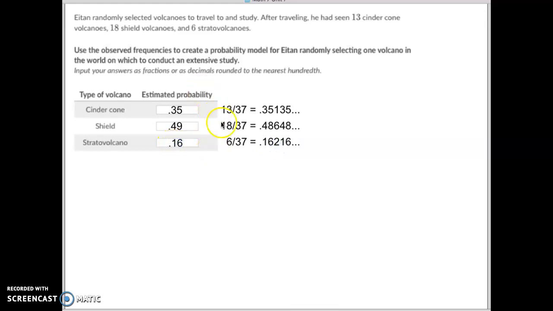Now, how do you know you did all your math right? Remember that 13 plus 18 plus 6 equals 37, and 37 divided by 37 would equal 1, correct? Which means if we did our decimals correctly, all three of these decimals should add up to 1. So just to verify, we're going to add them up. 35 plus 49 is 84. 84 plus 16 is 100. Just put the decimal in there and it's 1. So we've done our work correctly.